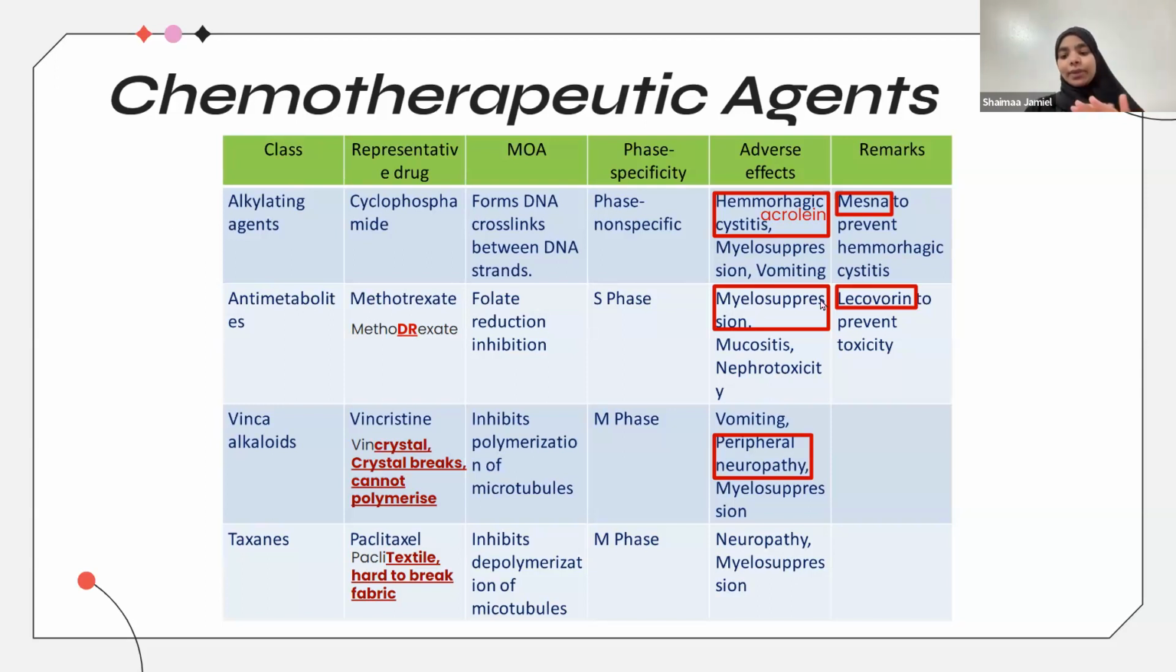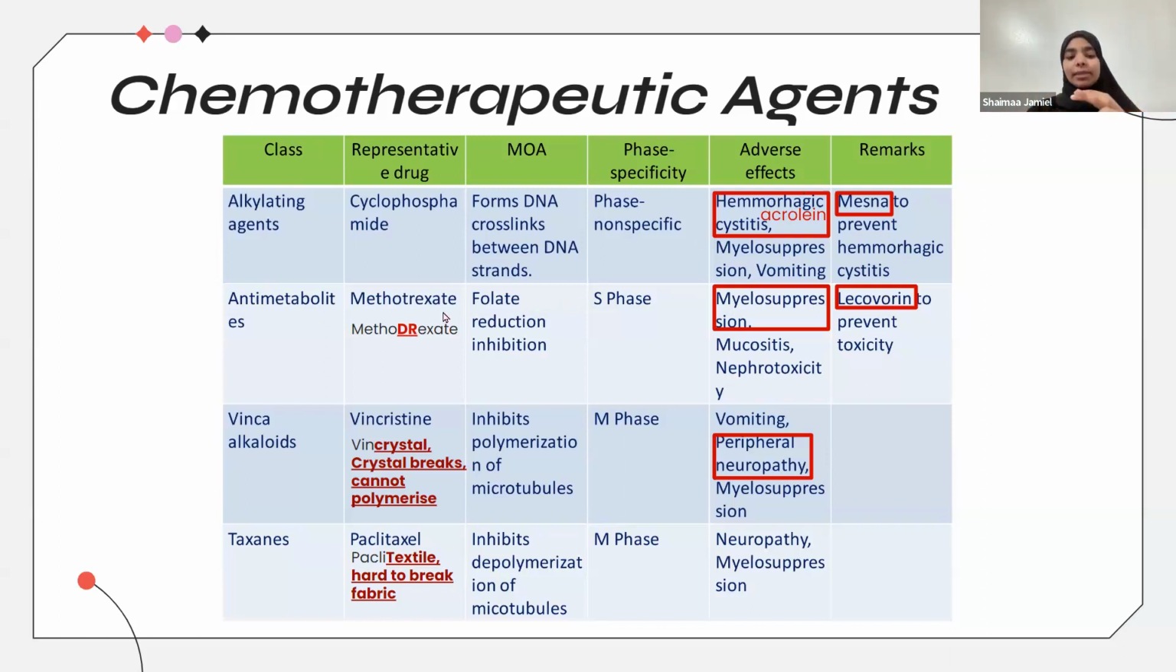And how does it cause hemorrhagic cystitis? There's a metabolite of cyclophosphamide called acrolein. The active metabolite of cyclophosphamide has the word mustard in it, so just remember that. However, the one that causes the adverse effect is acrolein. It causes hemorrhagic cystitis. To prevent this, you need to give enough fluids and mesna, okay? So mesna is the drug given to prevent hemorrhagic cystitis caused by cyclophosphamide, which is a phase non-specific drug that alkylates the DNA and causes cross-linking.